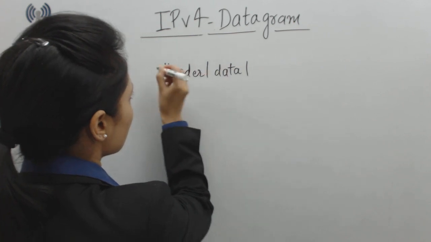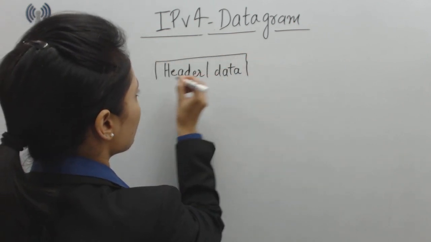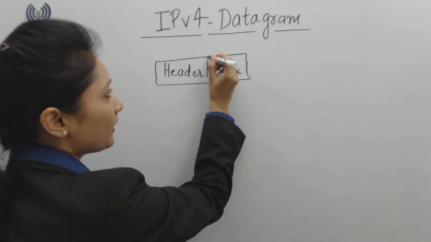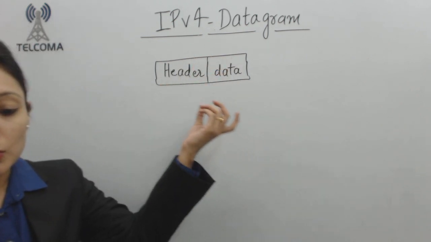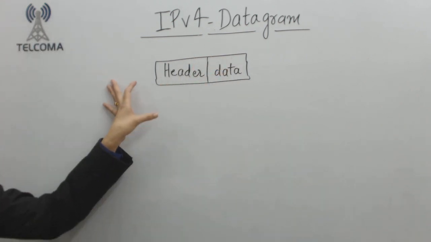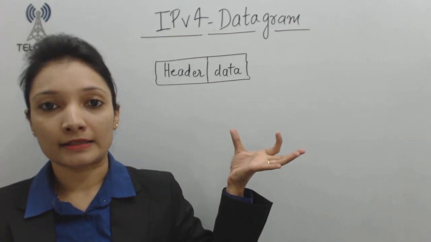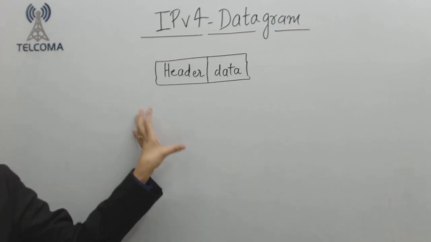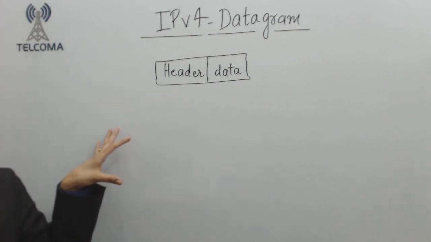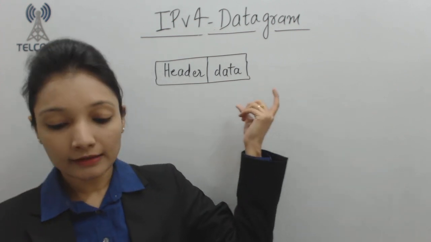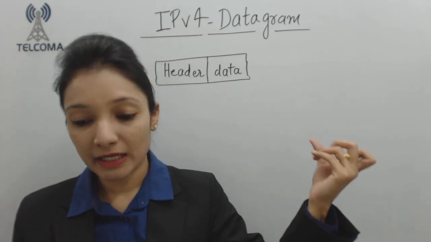This is the format of a datagram. Basically you have a header and the data. The header is a field used for the routing and delivery of your data packet, that means identification of the destination and also specifying the identity of the source. And the data here is the user payload.